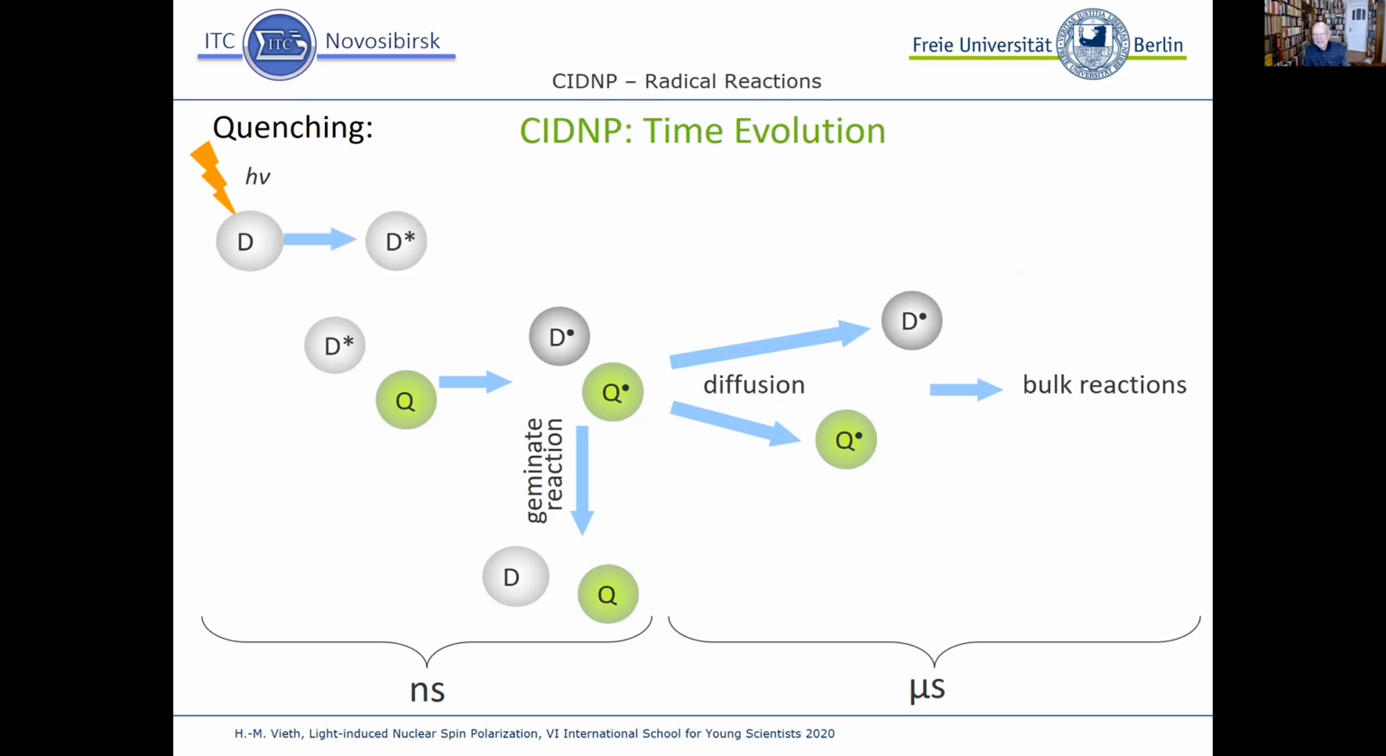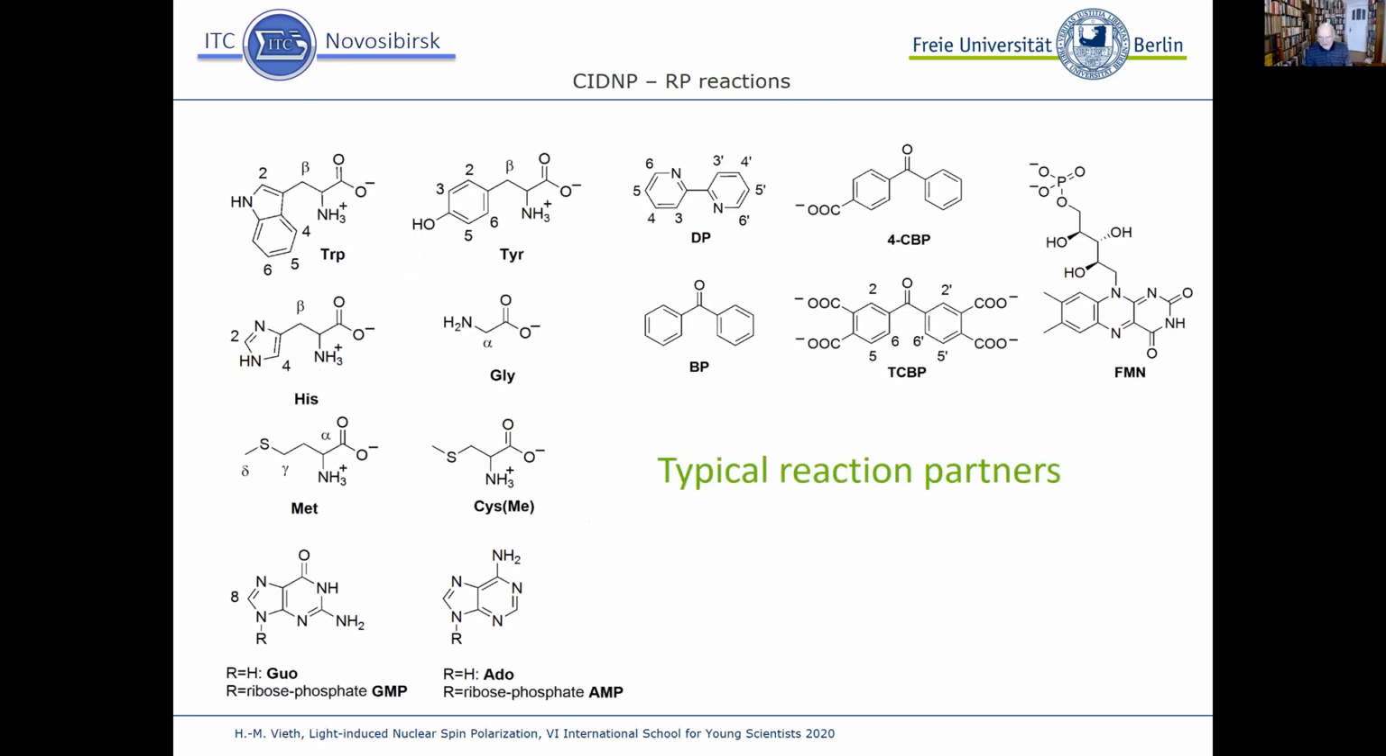and the reaction is ended there. So here are typical reaction partners, for example, amino acids, tryptophan, tyrosine, histidine, and so on, or dyes on the right-hand side. Typical molecules which are used are benzophenone in different forms, dipyridine, DP, and so on. I don't want to go into details here.